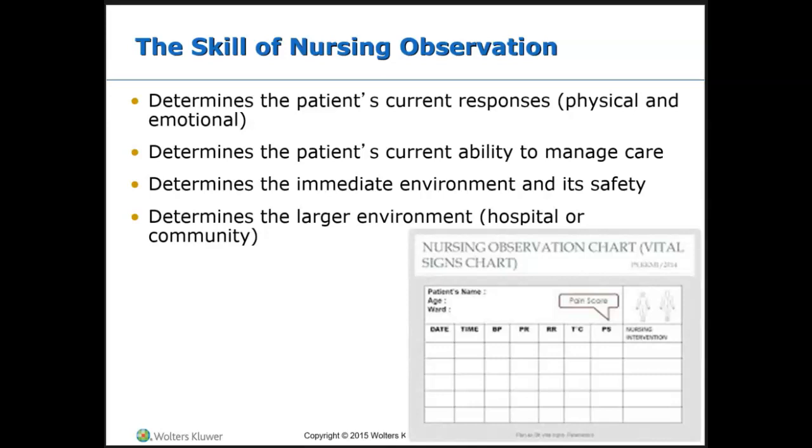And finally, determining the larger environment, meaning, are we looking at the hospital? Are we looking at community? Are we looking at both? Are we looking at free community resources once discharged from the hospital? All of those things, right? And the observations you do in the hospital and in the community, or when you're in the home as a hospice nurse or a home care nurse, these are things you are going to be evaluating, right? The larger environment.